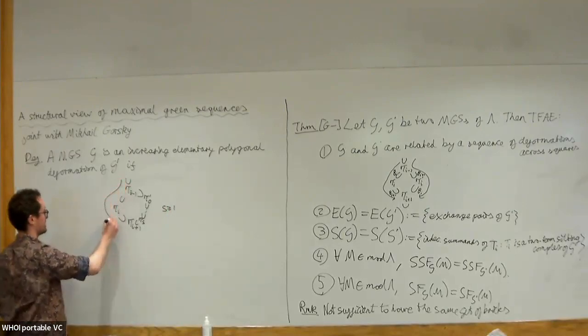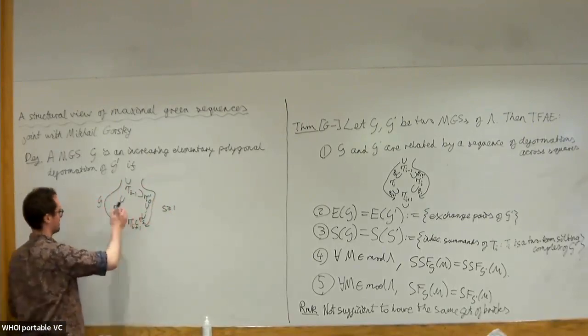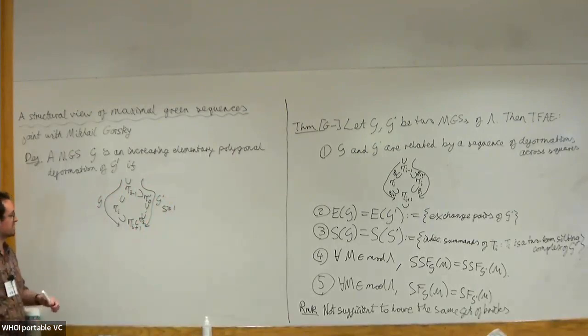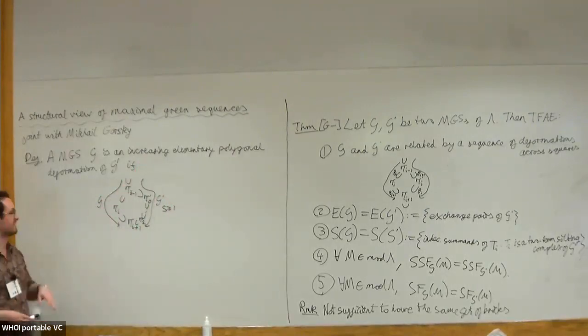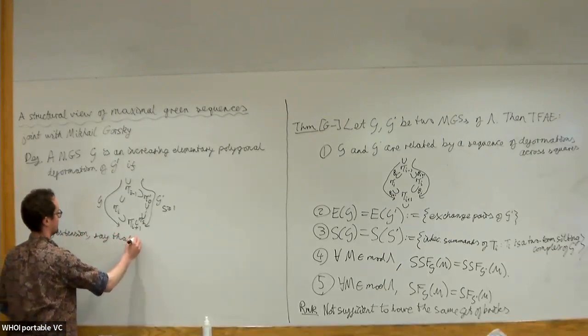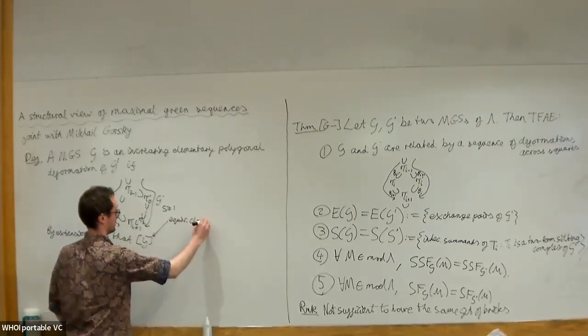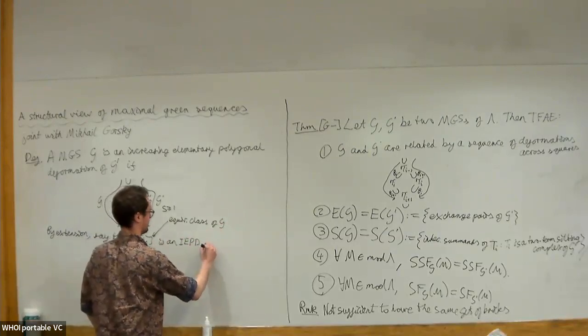I think one of my conventions may be the opposite of what you might imagine. Say G is going to be the one with fewer torsion classes in it, and G prime is going to be the one with more torsion classes in it. So I like to think that when I say increasing, it means increasing the speed of the maximal green sequence rather than the number of torsion classes. So by extension, say that the equivalence class of G is an increasing elementary polygon deformation of G prime.